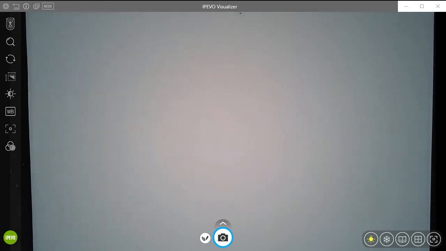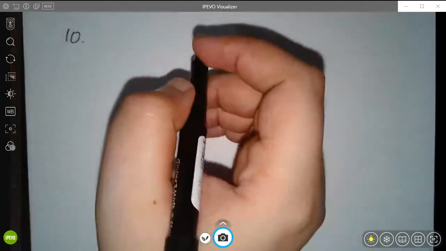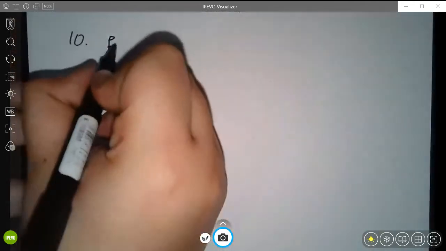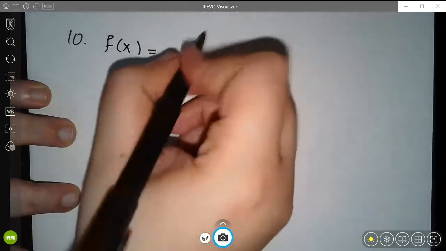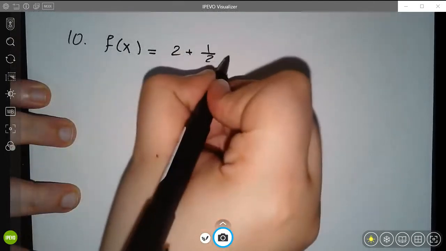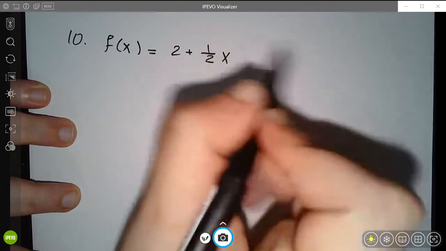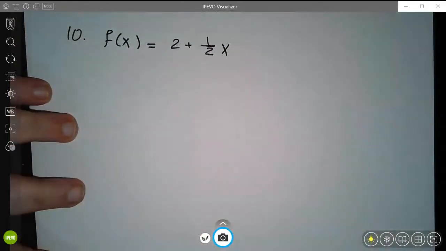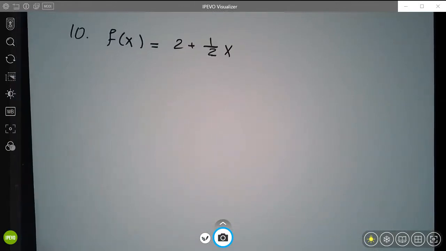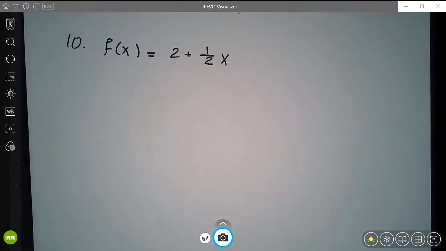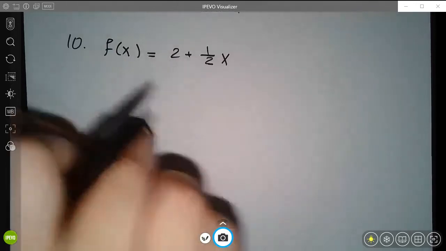Okay, so let's do the first example together. Right, so this would be example number 10 in the notes. So for number 10, the function given to you is the following, f of x equals 2 plus 1/2 times x. Right? So this is what? A linear. I mean, I know you see a half, but it's still linear. X is to the power of 1, it's not under the denominator, it's not under a root. So it's a linear equation. Okay. Now we need to find f inverse.